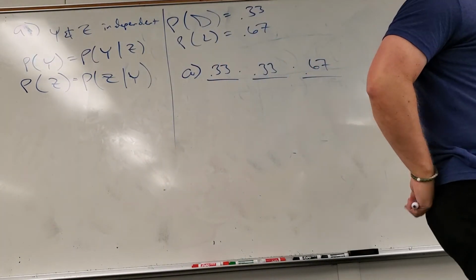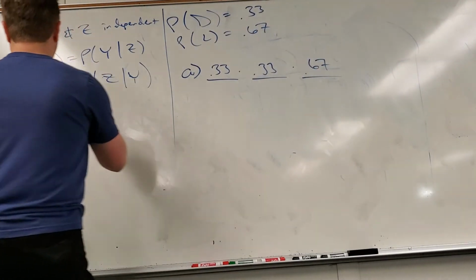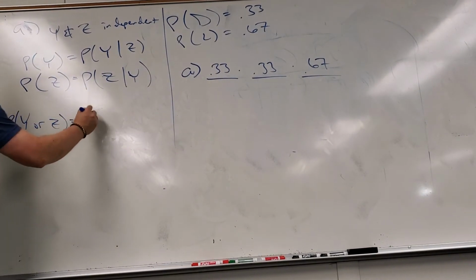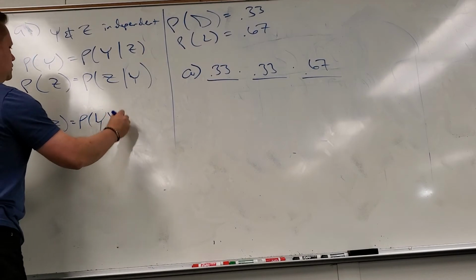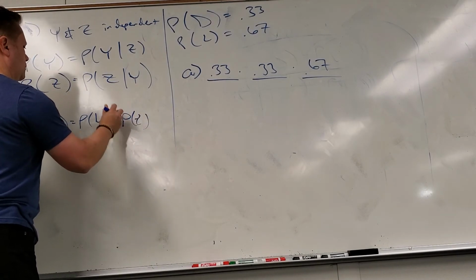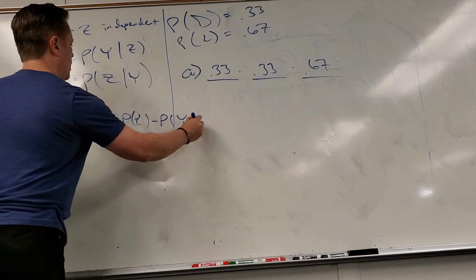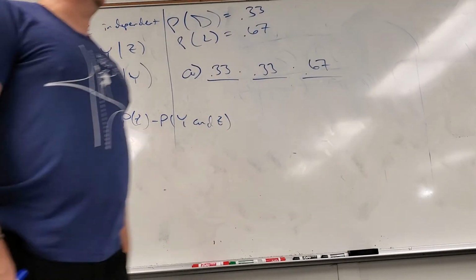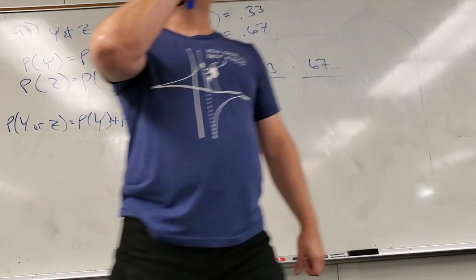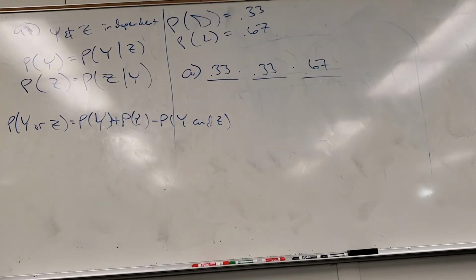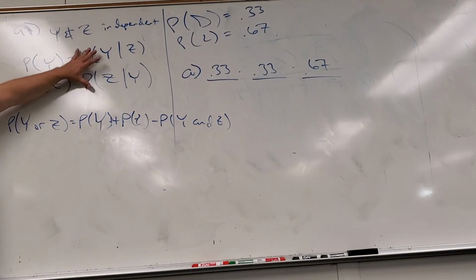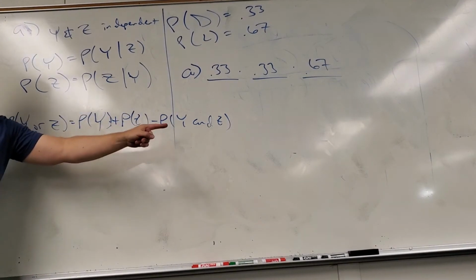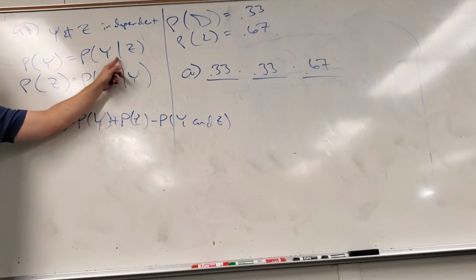Rewrite the basic addition rule. Probability of Y or Z equals probability of Y plus the probability of Z minus probability of Y and Z. Using the information that Y and Z are independent. Okay, I love it. So what would this have to do with this? Which piece of this is related to given stuff?